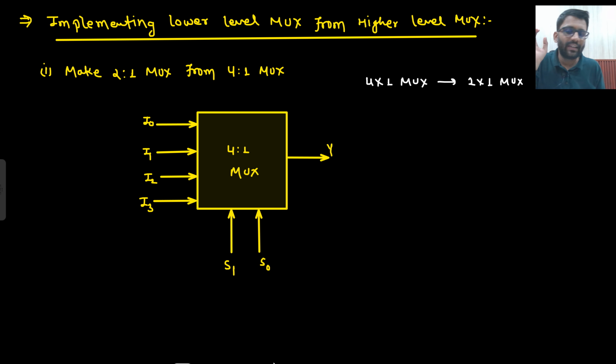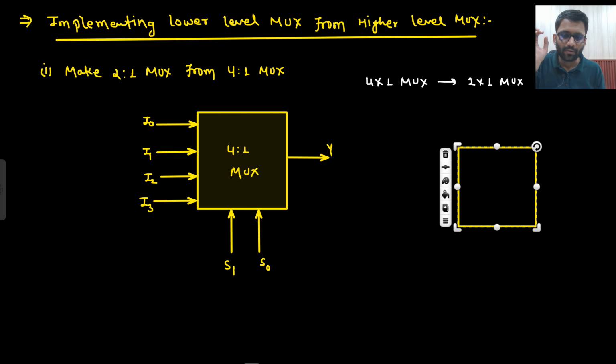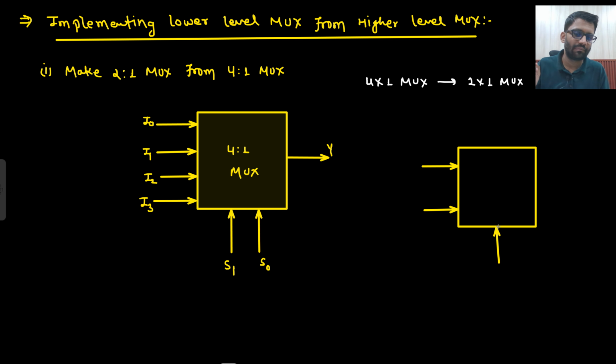So what is the case in 2 cross 1? In 2 cross 1 the number of inputs is 2. So you need only I0 and I1 inputs. And the select line is only one, which is S, and this will be your output. So I want a select line, I0, I1, and this will be Y, and this is your 2:1 mux. So this is what I want.